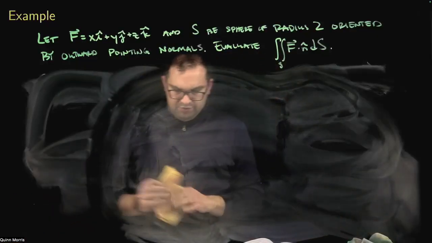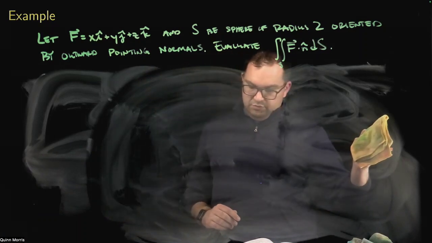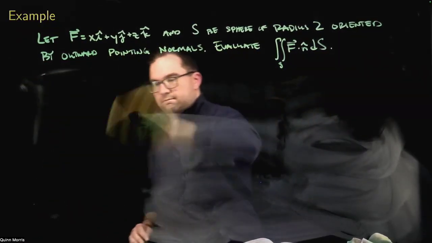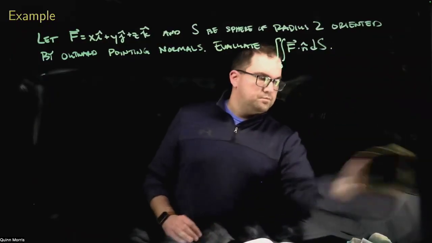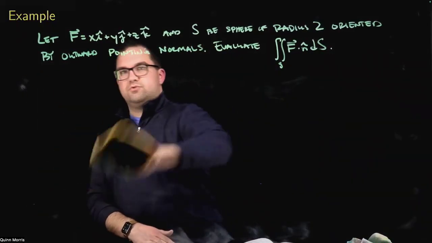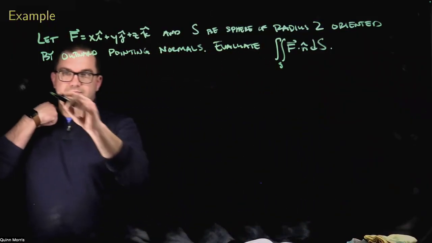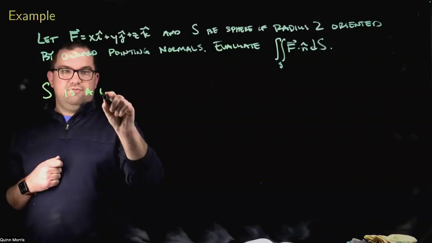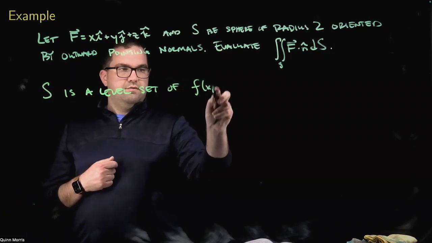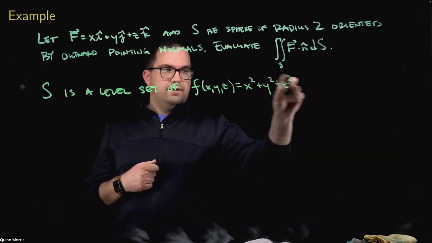Well, it turns out that I can actually benefit slightly in this case from ignoring the parameterization piece of it. So one other way I can think about this is to think about the particular surface S. S is a level set of the three variable function x squared plus y squared plus z squared, right?